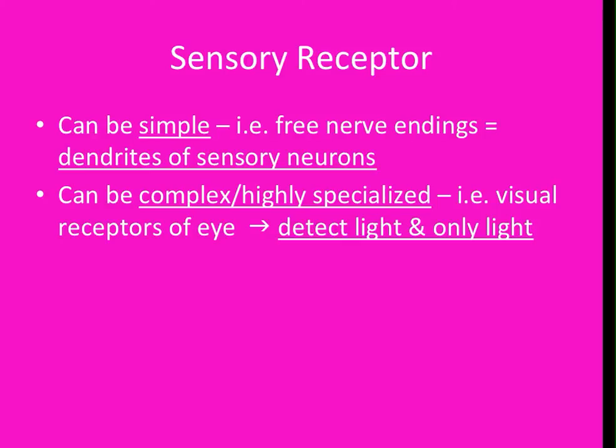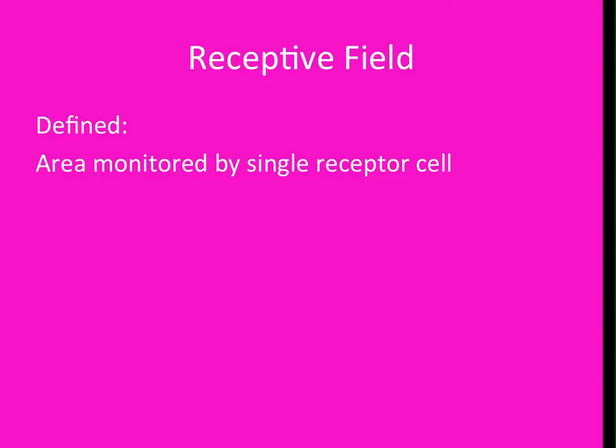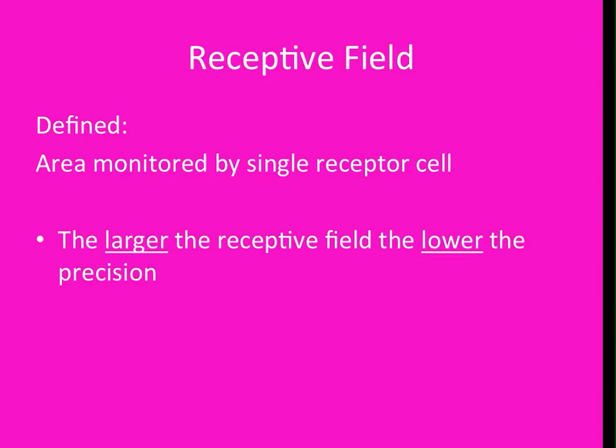Now, when you hear about receptors, we often also talk about a receptive field. A receptive field is an area that is monitored by a single receptor cell. So, in other words, if you put two fingers on your arm, at some point they're going to get so far apart that you actually feel two touches versus one. The size of a receptive field is going to determine how fine of differences we can tell. Okay, the larger the receptive field, the lower the precision.